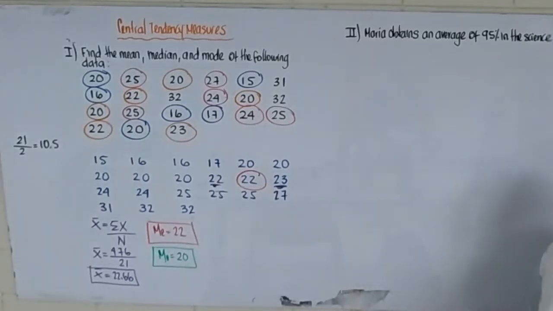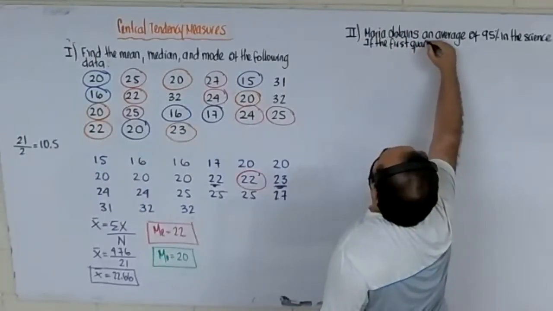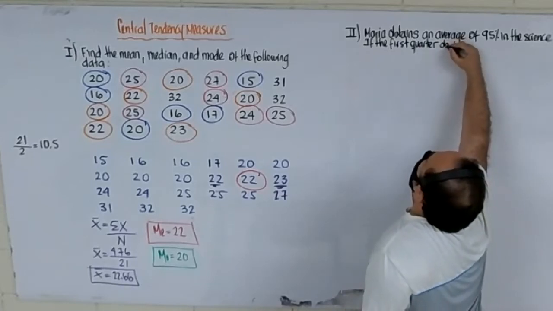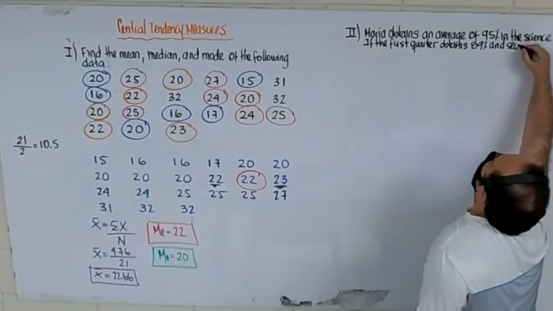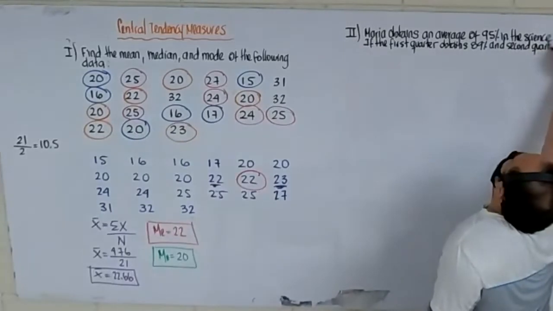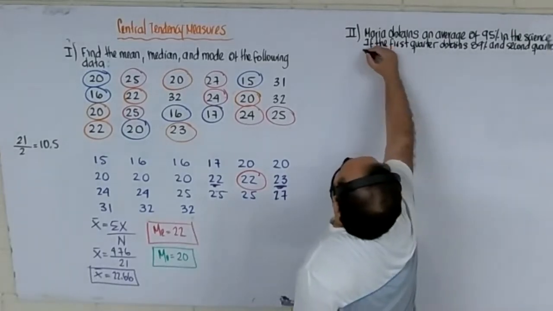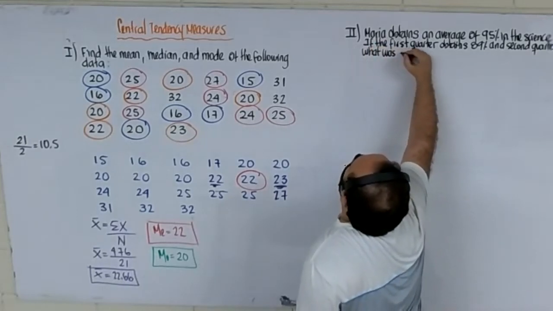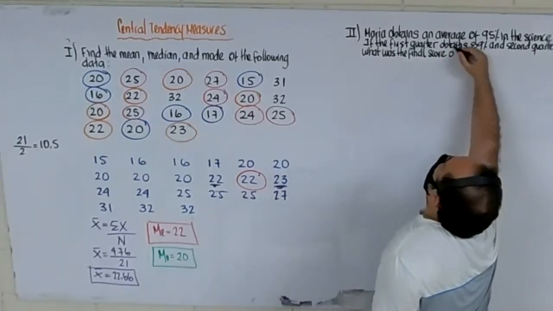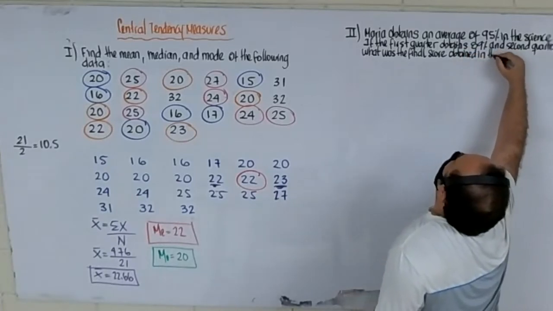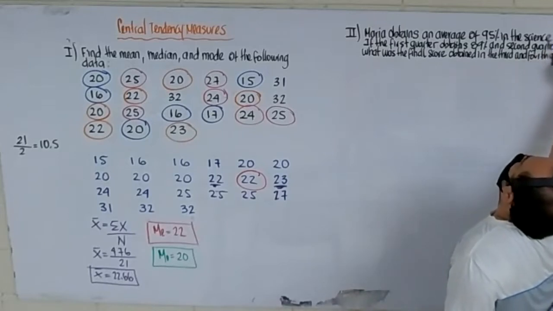In the science class, if the first quarter obtains 89% and the second quarter 92%, what was the final score obtained in the third and fourth quarter?